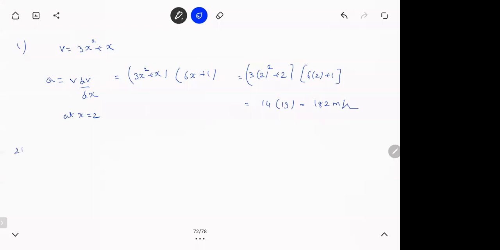Second one, x is a by t plus bt squared. If you differentiate for the first time, you get velocity. That would be minus a by t squared plus 2bt. If you differentiate again, dv by dt, you get acceleration, which is 2a by t cubed plus 2b. That's your first option.